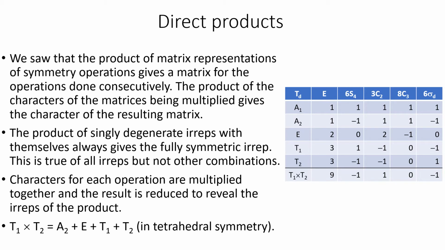And so again, you can see that if you add up the dimensionality of the irreps, they're conserved. So A2 singly degenerate, E doubly degenerate, and two T irreps triply degenerate. So 1 plus 2 plus 3 plus 3, that comes up to 9. And that's what you get by multiplying the dimensions of the T1 and the T2. So you notice that T1 and T2 are different irreps, and so when you multiply them together, you do not get the A1 fully symmetric irrep.